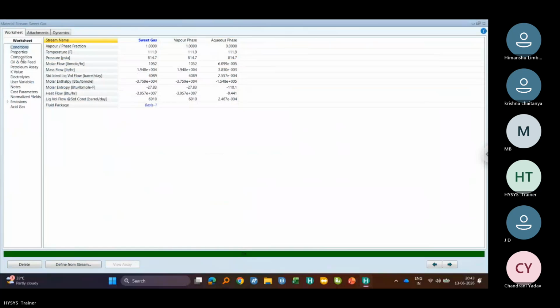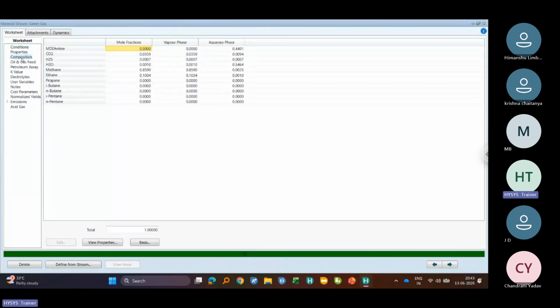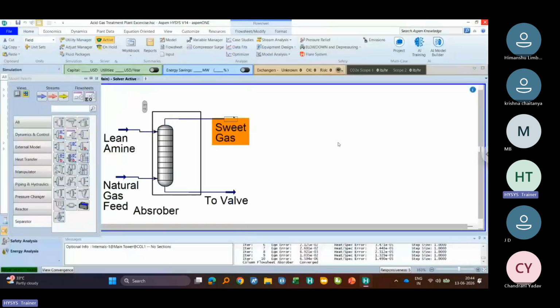Maximize this for you. Go to this composition and you will see that there is very little mole fraction of CO2 and H2S in this sweet gas stream. You will see that my MDEA amine is completely removed. That is 0. So this amine stream will be going into the bottoms of this absorption column. So there is no amine in this sweet gas stream.